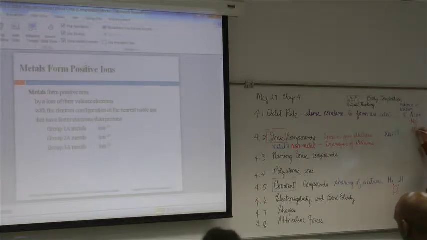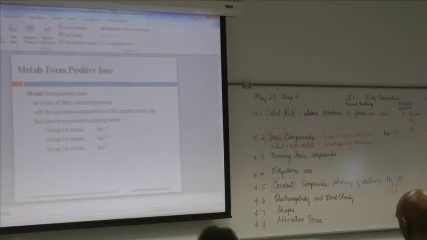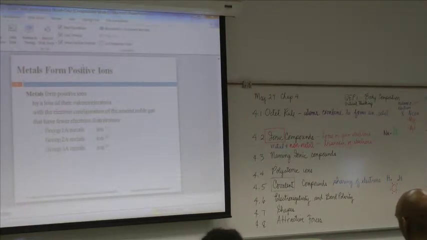So aluminum will look like this: Al. 1, 2, 3, right? So it'll be 2, 8, 3, because it's 13. How easy is that? Okay, so now let's move on further.